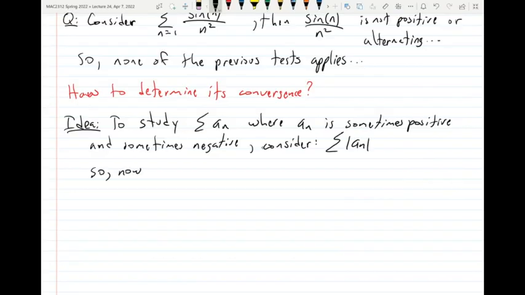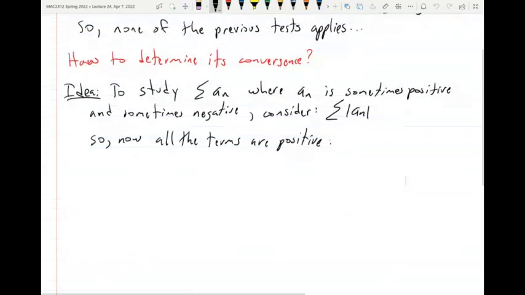So now all the terms are positive, and this will allow me to bring in all the techniques that we have studied. Now the other question is, let's say that we managed to deduce that this one converges. Does that imply that the original one converges? That's a question that we need to answer. So the convergence of the series of absolute values, does that imply that the original one converges? Let's take a look at that.